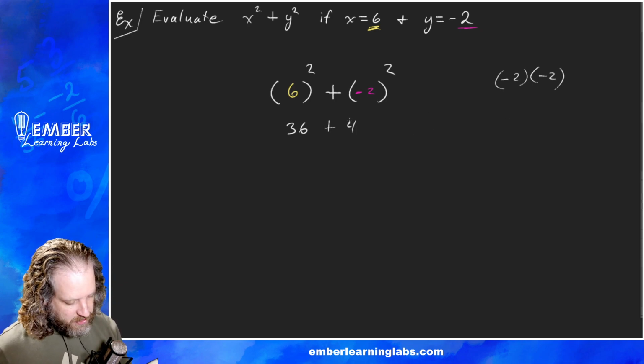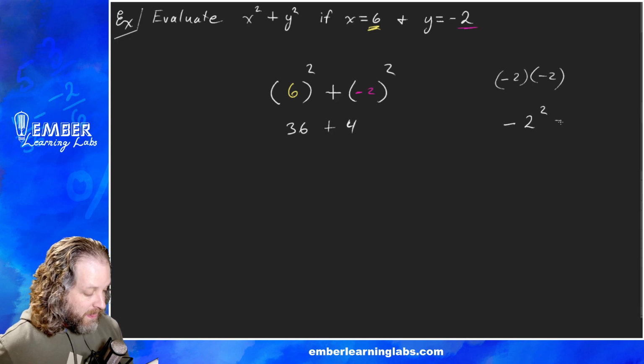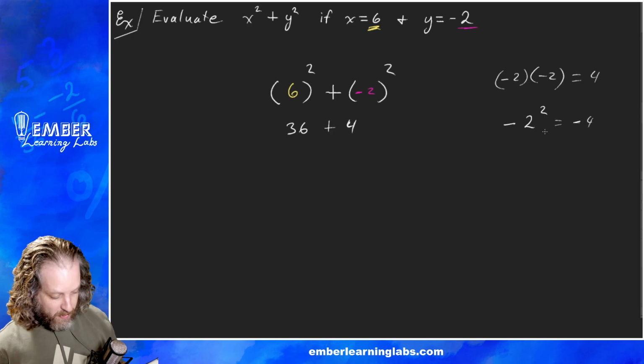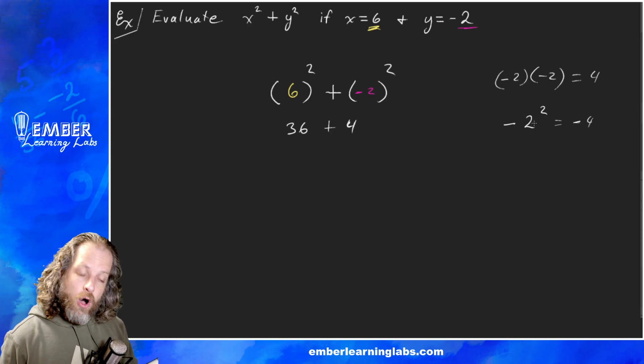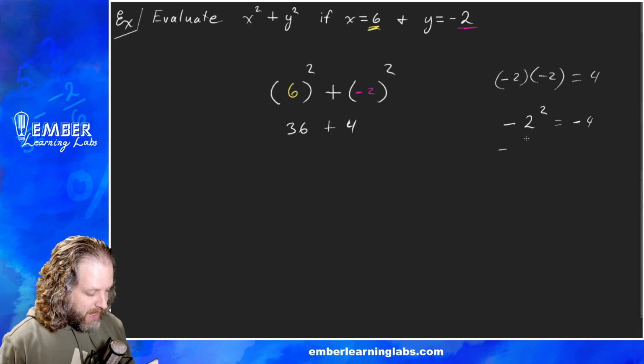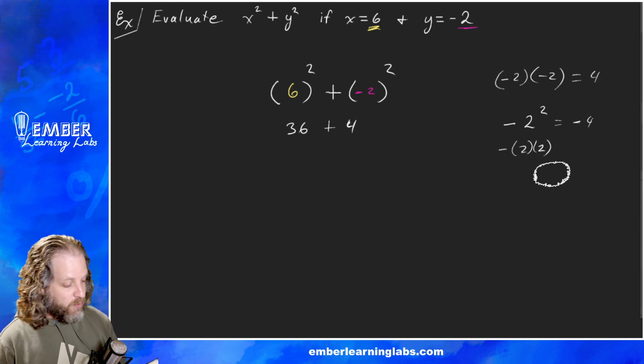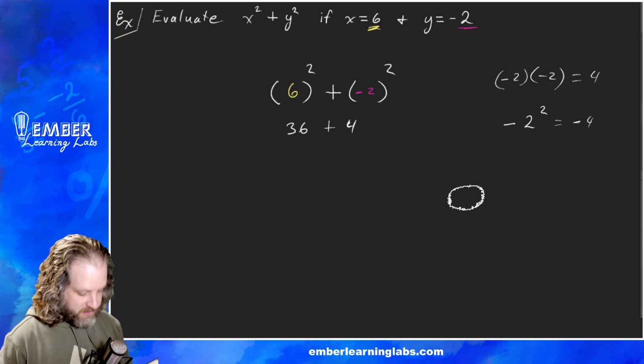But if we were to just write negative 2 squared without parentheses, that would have an answer of negative 4. Because writing it this way, only the 2 is squared, not the negative. So if you want to expand this out, we're doing negative 2 times 2. 2 times 2 is 4, so the result is negative 4. That's why it's important that we use those parentheses for these things, okay?